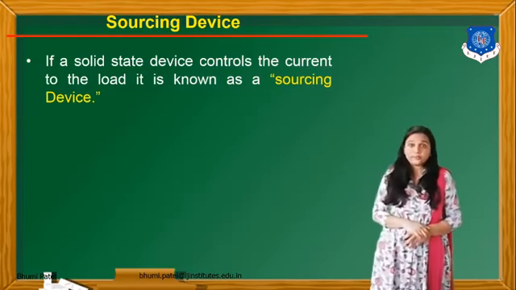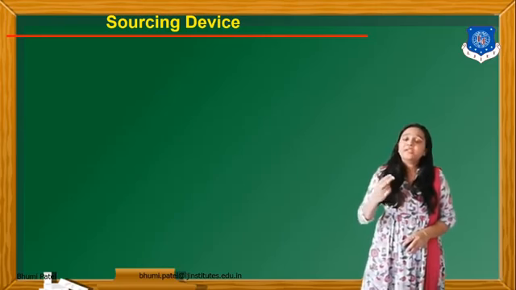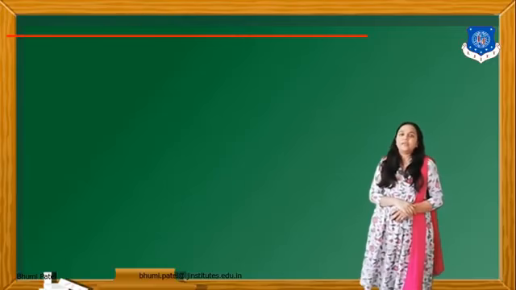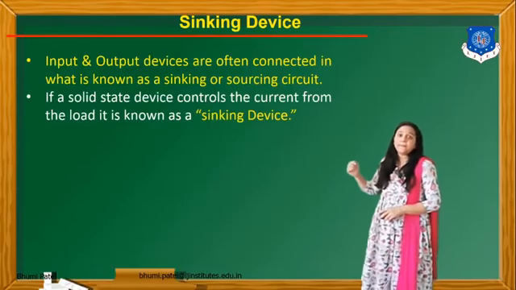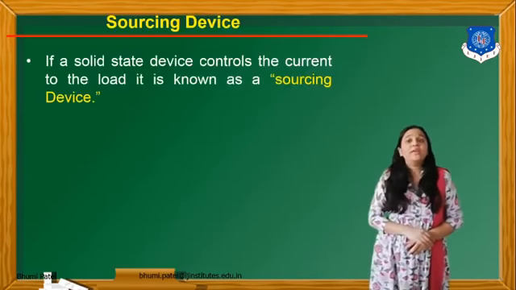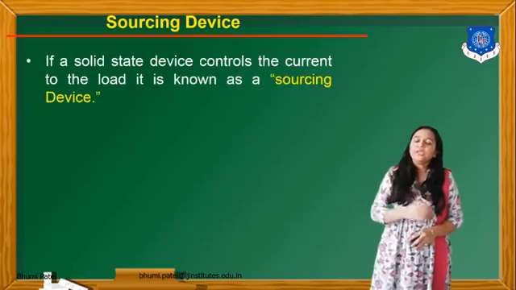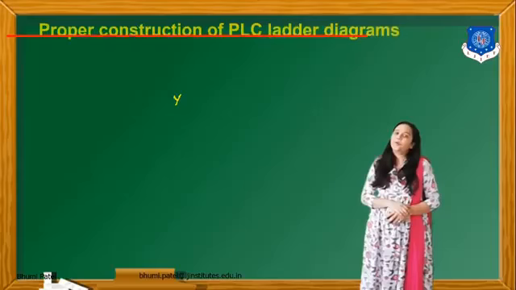So depending upon the load, we divide the device into two parts, sinking and sourcing device. In the sinking device, we control the current from the load, and in the sourcing device, we control the current to the load. Okay, so this is all about the input and output module.